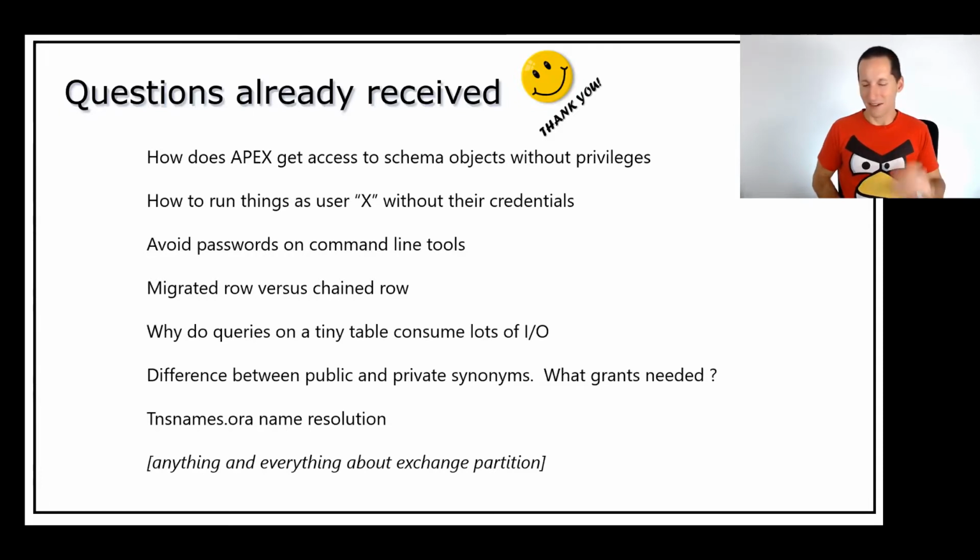This is an interesting one. I've got a demo for this one. Why do queries on a tiny table consume lots of I/O? And we'll talk about that one. The difference between public and private synonyms, and what grants we need to take care of those things. And the final one is tnsnames.ora name resolution problems. Someone had some questions there about how that all sort of hangs together.